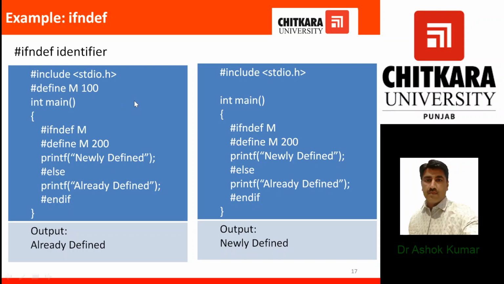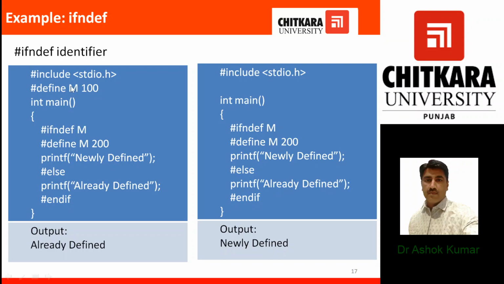So the next problem is on the if not defined directive. This directive evaluates to true if the symbolic constant is not defined. So in this program, if not defined m, because we have defined m already, will evaluate to false. If it evaluates to false, then it will go to the else part here, and you will get this output, because this line will get compiled and you will get already defined.